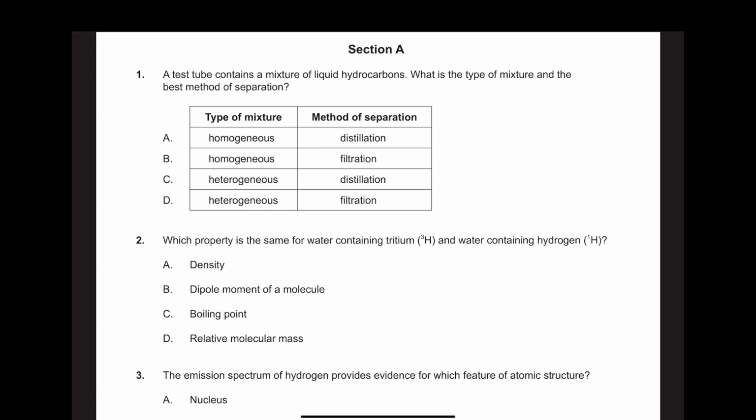So a test tube contains a mixture of liquid hydrocarbons. We have to identify what the type of mixture is and how we can separate it. If you have two liquid hydrocarbons, they are both nonpolar because they are hydrocarbons, so they will be miscible. They will completely mix with each other. When two liquids completely mix with each other, it forms a homogeneous mixture. So the type of mixture will be homogeneous.